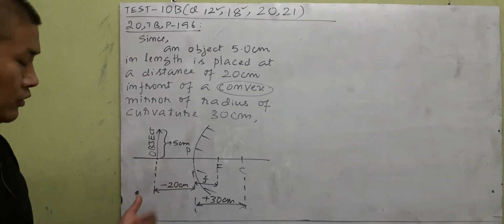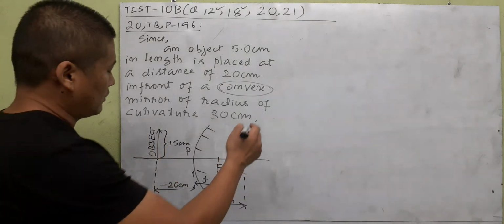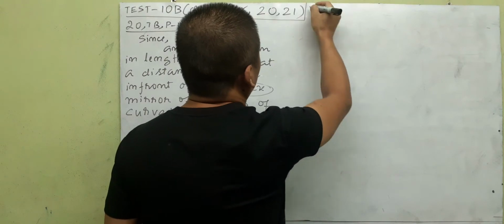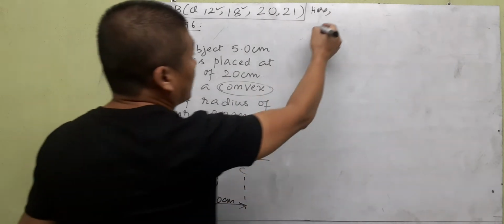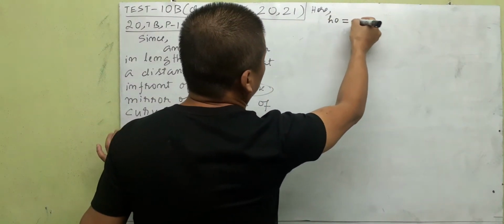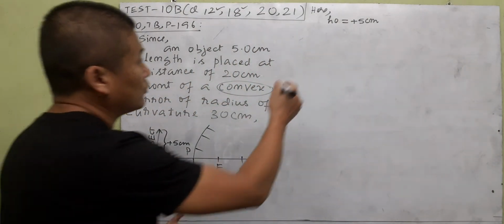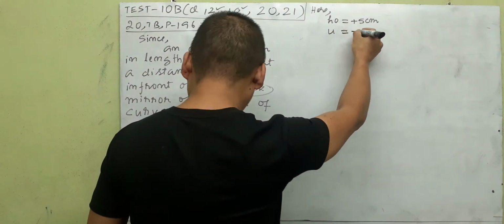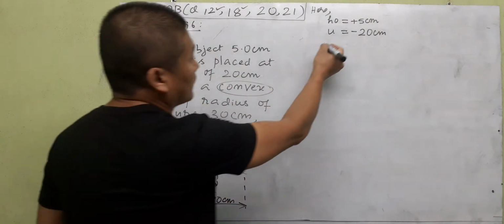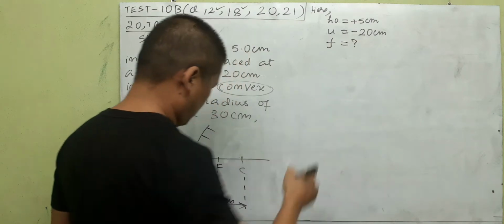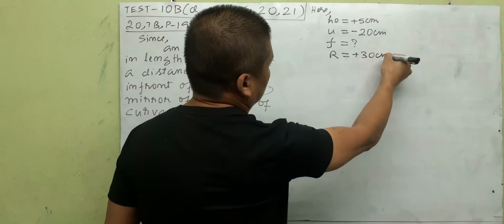So these are the values we got by drawing the diagram. If we draw like this, we're clear which one is plus and which one is minus. That helps us to write the values correctly. Height of object, HO, is equal to plus 5 centimeter because it is above the principal axis. And U, the object distance, is always on the left side, so minus 20 centimeter. The small f we are yet to know. But capital R, the radius of curvature, is plus 30 centimeter.